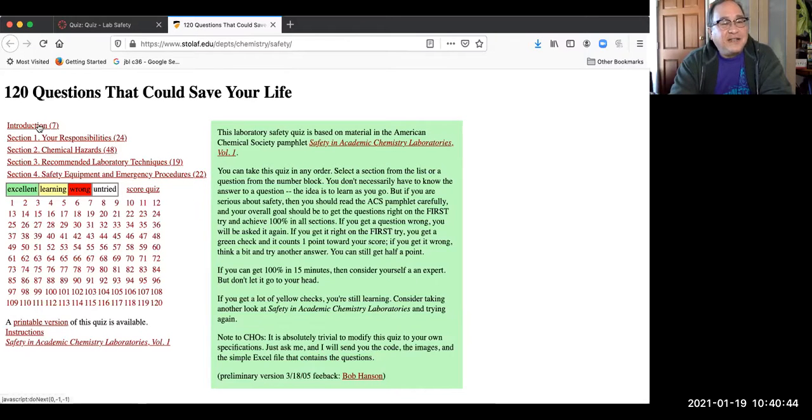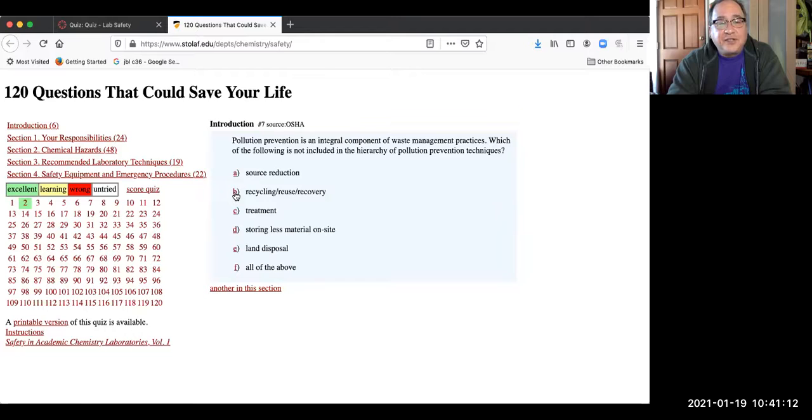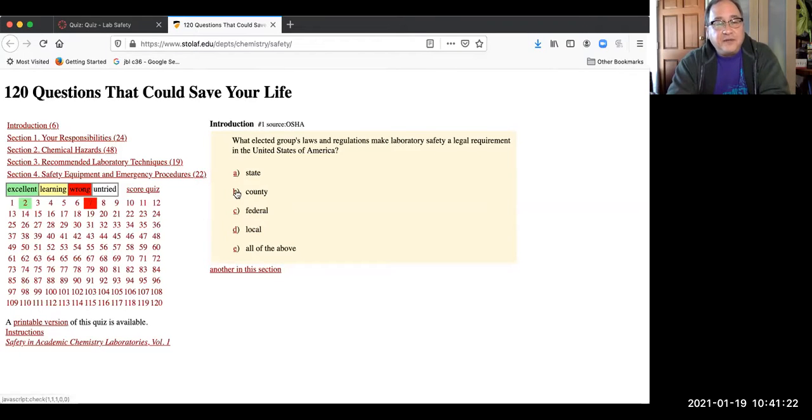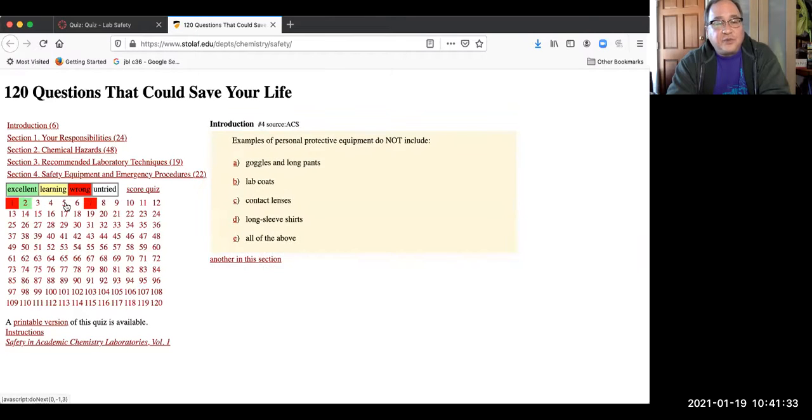So here, let's see how we take this. Here we go. Introduction. Which of the following describes some key elements of an appropriate safety training program? Without reading the answers, I'm going to select all of the above, because usually when you see that, you know that's the answer. Let's see what happens when I do this. Pollution prevention, I'm just going to pick B. Actually, you can go back and do number 1. Oh, and look at that, I got that one wrong. I already did 2, I think. But you can go through and do these one at a time.